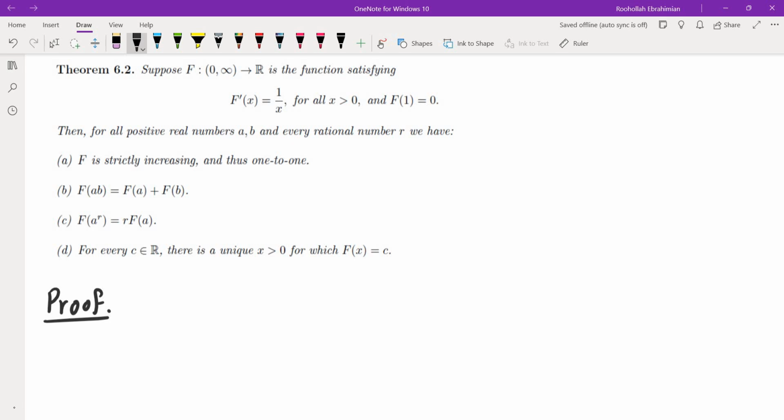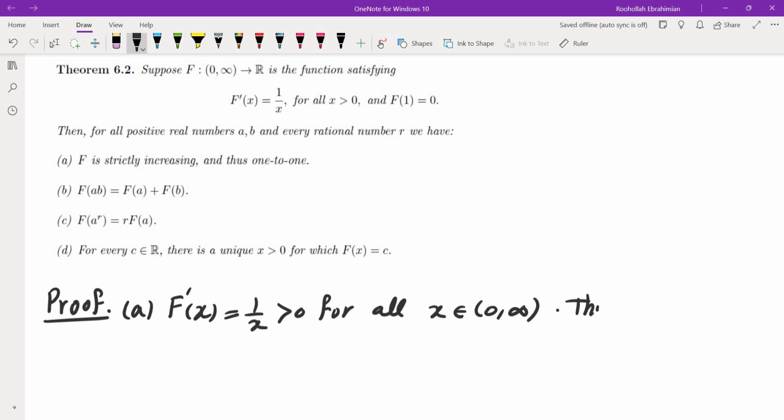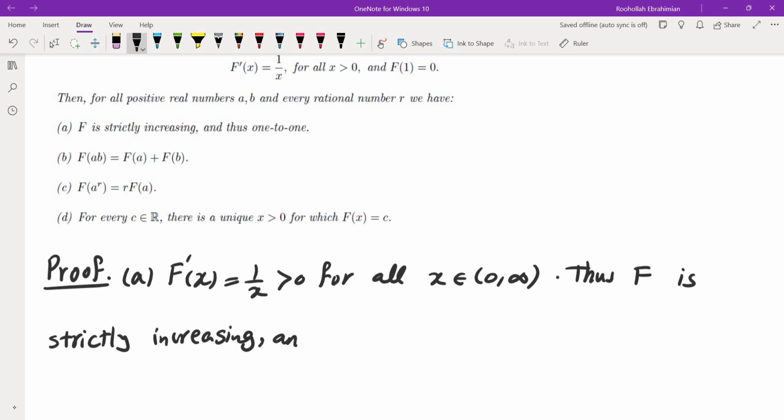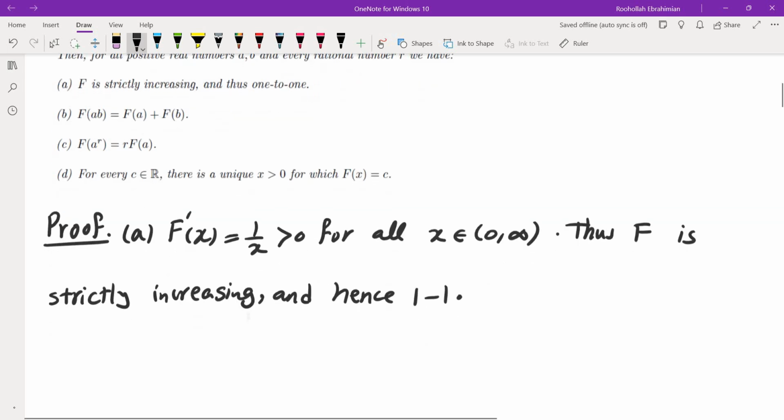Okay, so what are the properties of this function f? The first one is f is strictly increasing. So why is f strictly increasing? Because its derivative is positive. So f prime of x is equal to 1 over x, which is positive for all x inside the interval 0 to infinity. Thus, f is strictly increasing, and hence 1 to 1. Okay, so that's pretty straightforward. By the monotonicity criterion, it would be strictly increasing.